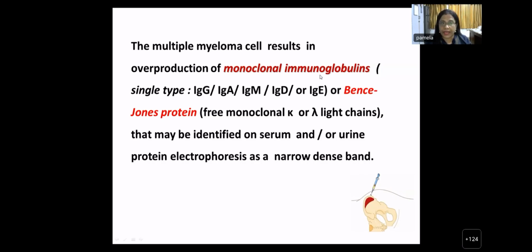Now keep in mind, I have mentioned that one particular type of plasma cell decides to proliferate. So that leads to a particular type of monoclonal immunoglobulin, which could be either IgG, A, M, D, E, and or a Bence-Jones protein, which is basically a free monoclonal kappa or lambda light chains. And this can be identified on serum and or on urine protein electrophoresis as a narrow, dense band.